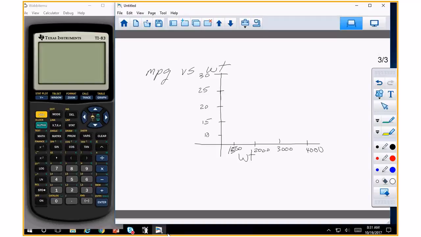SUV. So that's probably around 3,000 pounds. What mileage do you get? You don't know? Who knows their mileage on their car? Okay. What do you drive? Camry. So that's Toyota. So that's about 2,000 pounds. What do you get? 23 miles per gallon. Okay. So that's up here.